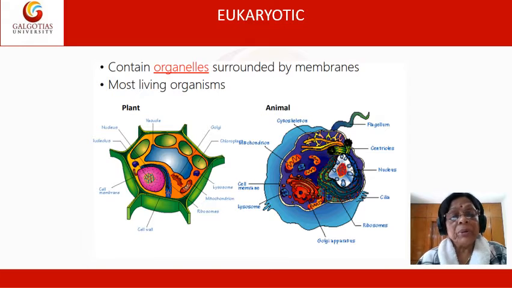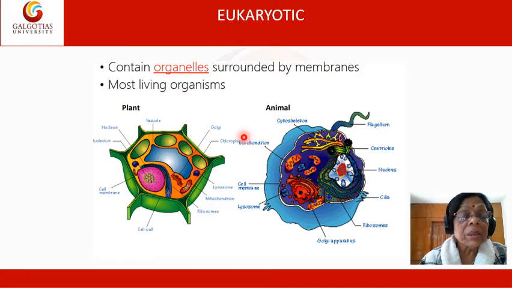Now, eukaryotic cells. This is a plant cell and this is an animal cell. They contain organelles surrounded by membranes. The second point is that they are present in most of the living organisms; most living organisms are made up of eukaryotic cells.